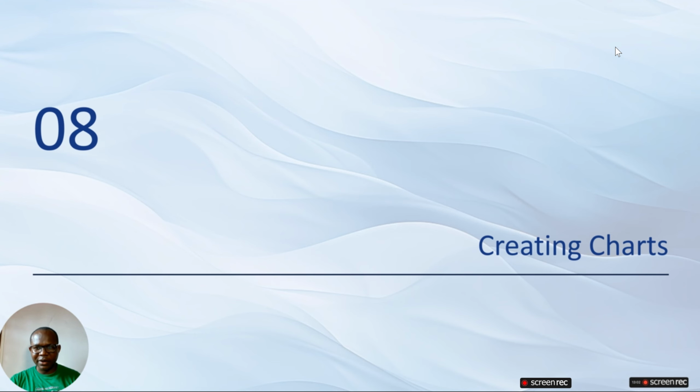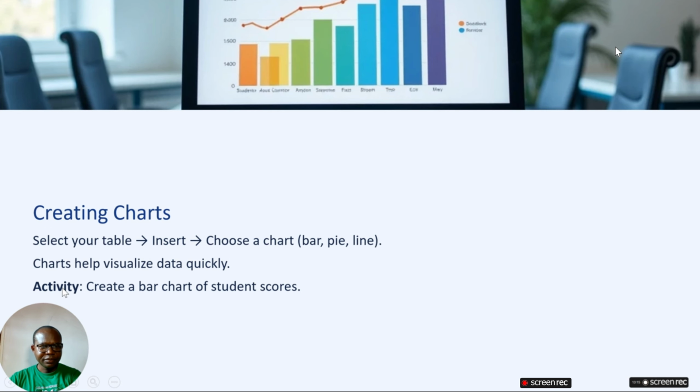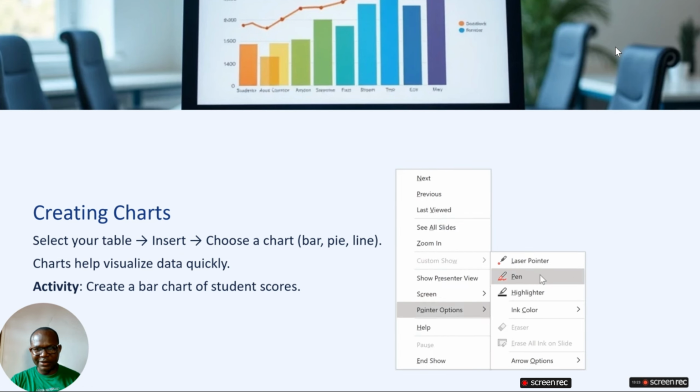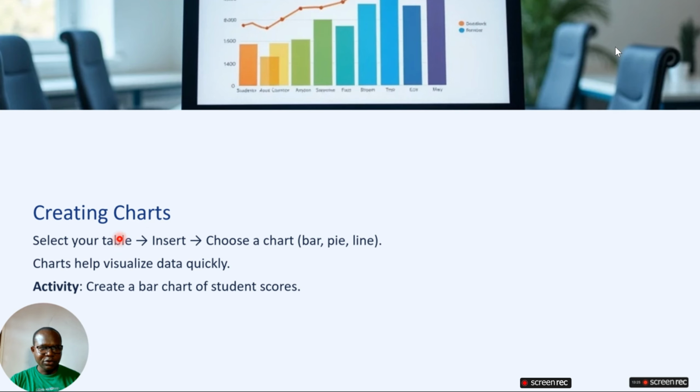Now, the next we're going to talk about is creating charts in Excel. How do you create charts in Excel? There are different types of charts that can actually help our data presentation for easy visualization. Okay. Now, how do you do that? The first thing to do is to select your table. You have to select the entire table in your Excel, and after selecting the entire table, you will then click on the Insert tab in Excel, and then you choose a chart.